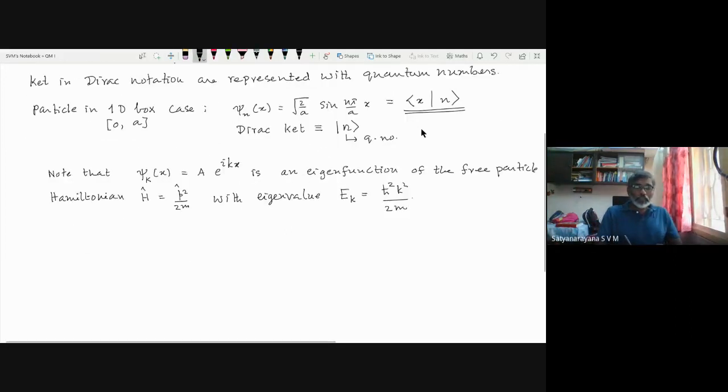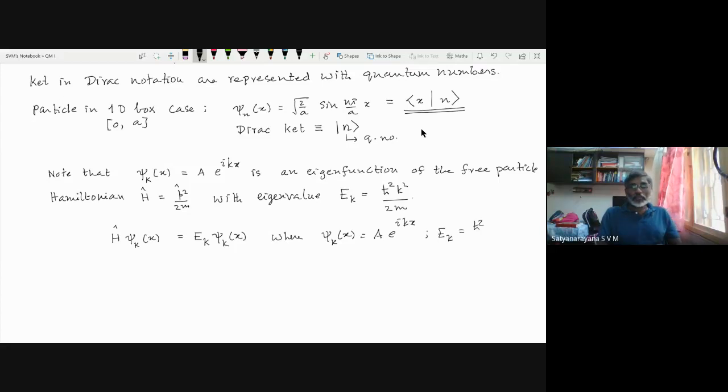So we say that H psi k of x is equal to E k psi k of x, where psi k of x is equal to A into e to the power i k x, and E k is equal to h bar square k square by 2m. So this is the problem. Or we have talked about the solution for a free particle problem.